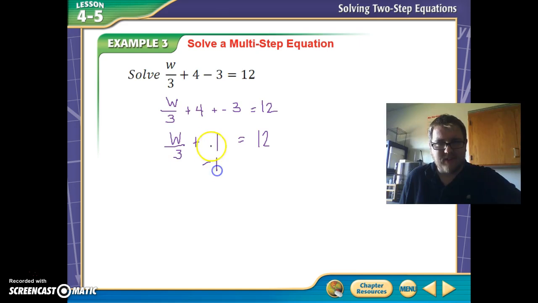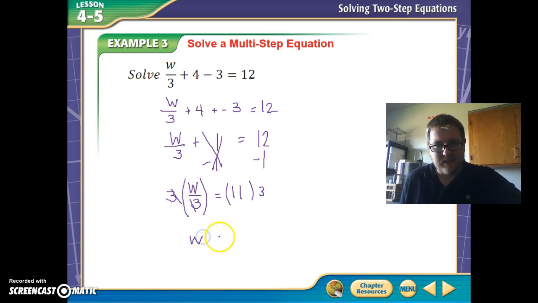Let's subtract the 1 from both sides. We get w over 3 equals 12 minus 1, or 11. Now let's multiply both sides by 3 to get that 3 off the bottom. And we get these to cross out, and our answer is w equals 33.